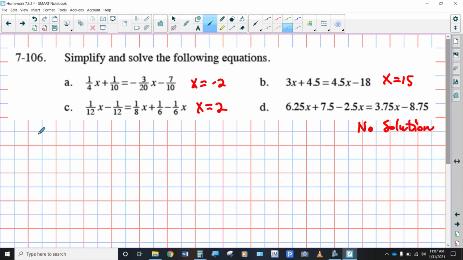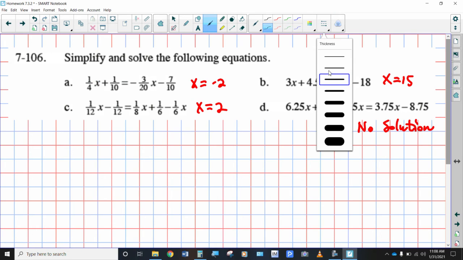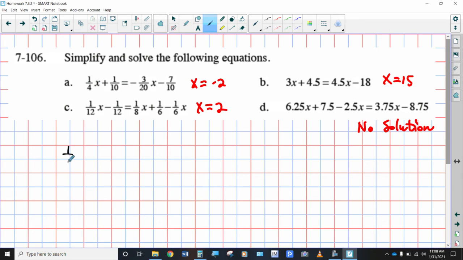Oh, goodness. All right, I'm going to solve one of these. Which one should I do? I think I'll do A. So for A, I'm going to copy the problem down. 1/4 of x plus 1/10 is equal to -3/20x minus 7/10.